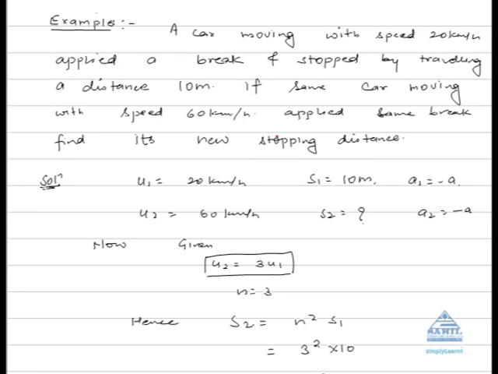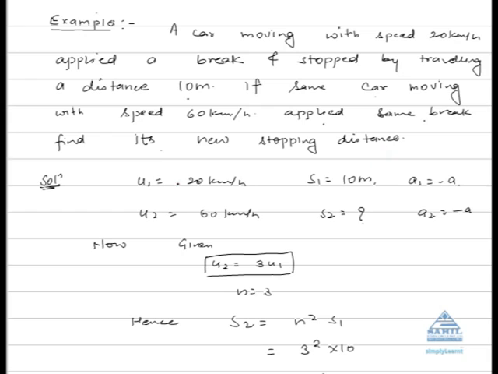Example: a car moving at a speed of 20 km per hour applies the brake and stops after traveling a distance of 10 meters. If the same car moving at a speed of 60 km per hour applies the same brake, find its new stopping distance. This question is based directly on the above equation which we discussed earlier. If u2 = n times u1, then s2 = n² times s1.